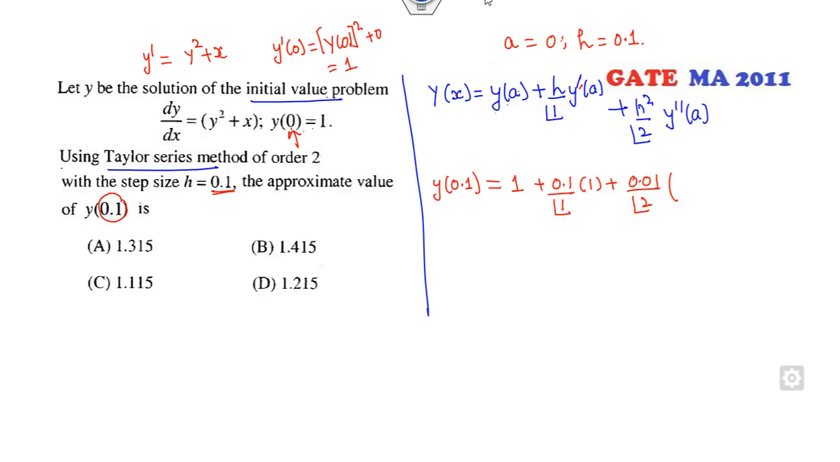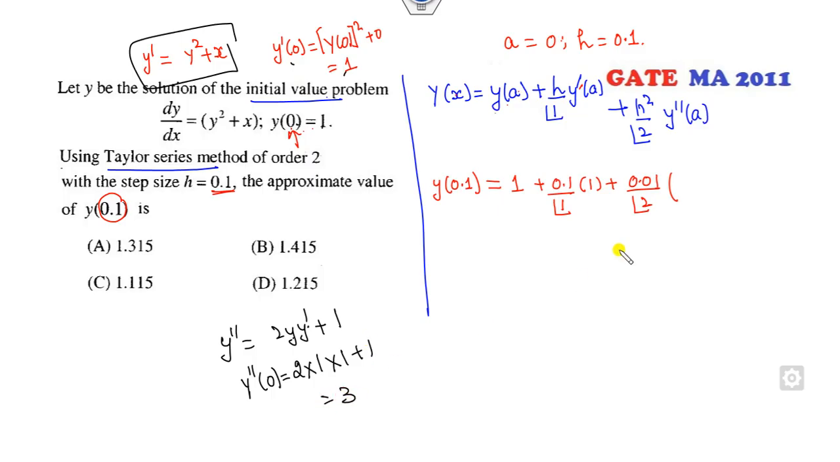What is the y double dash? So I can find the y double dash from here. So it will be 2y dash plus 1. So what is the value of the y at 0? So 2 into what is the value of the y dash 0? 1. What is the y dash of 0 is again 1 plus 1 is a 3. Fine. Now you can see it's a 1 plus 1 over 10. Sorry, it's a square. Yes. So y double dash is 3 by 2, 1.5 over 100.